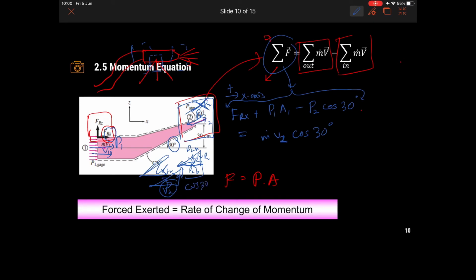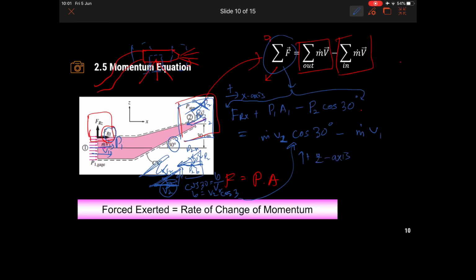Adjacent over hypotenuse, so cos 30 equals the adjacent side over V2. So the adjacent side is V2 cos 30. That's why I put V2 cos 30 here. Okay, minus m dot V1. Definitely you have to do the same thing for the z direction.